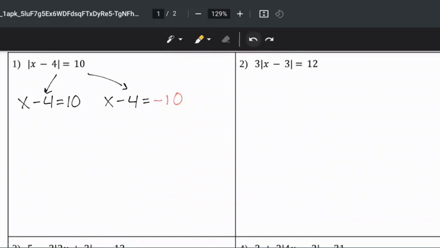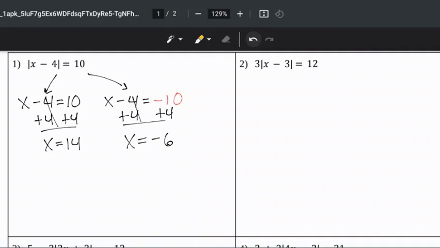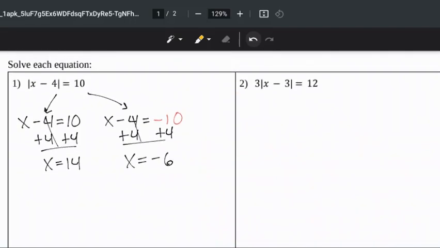And then we just solve both of these like normal, right? So we're going to add 4 to both sides. X equals 14. Add 4 to both sides. And we get x equals negative 6. Okay? All right, let's take a look at example number 2.